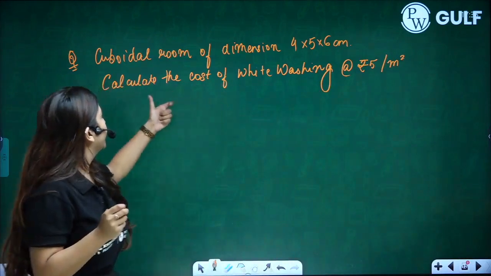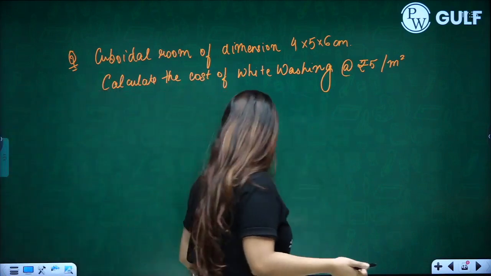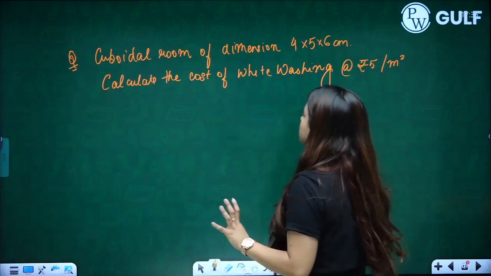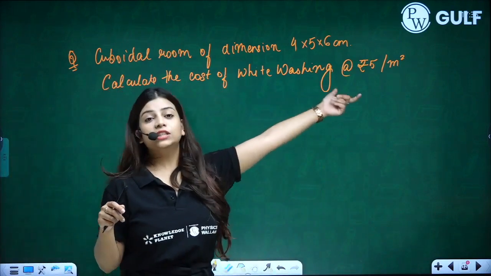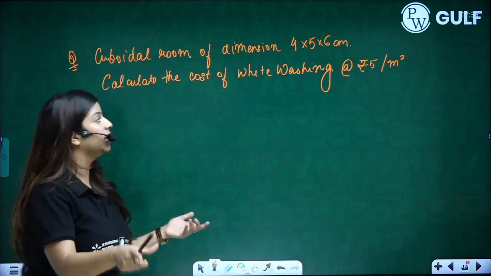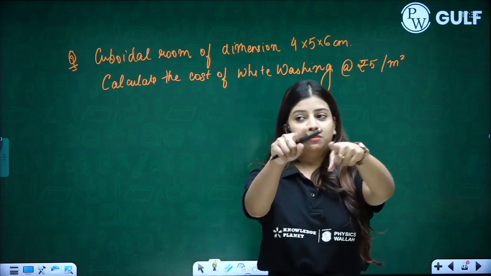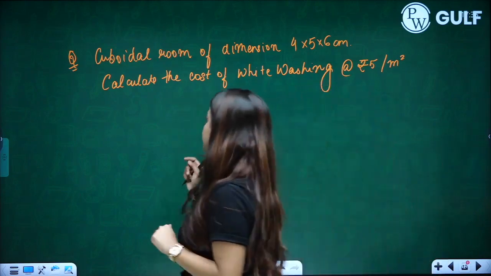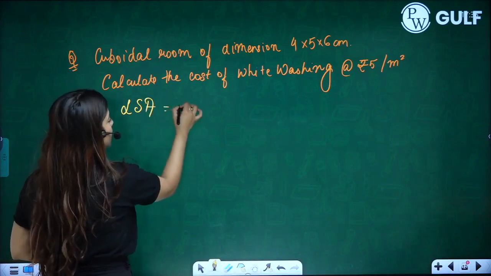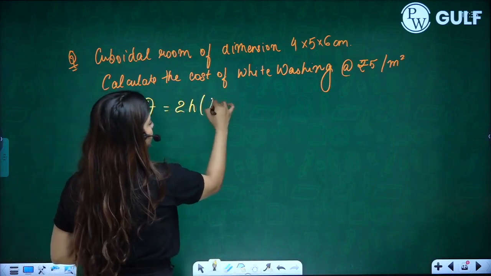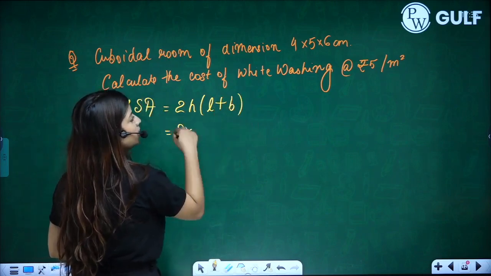It says over here the cuboidal room of dimension 4 into 5 into 6 centimeter. So there is a cuboidal room with such dimension and we have to calculate the cost of whitewashing at rupees 5 per meter square. I have already told you that whitewashing means for the 4 walls. So the very first thing that we have to calculate is the lateral surface area, which is equal to 2h(l plus b).